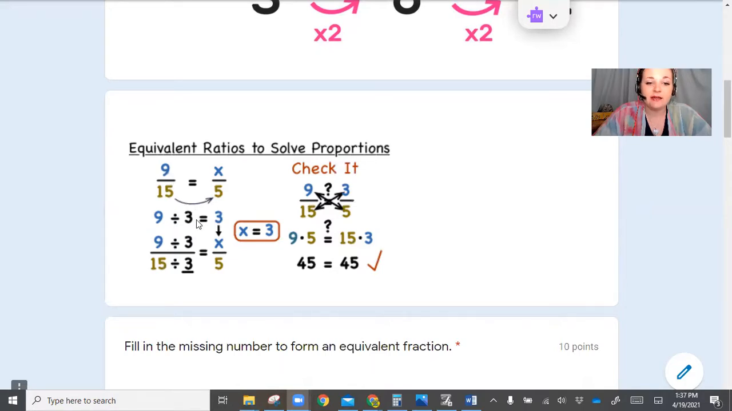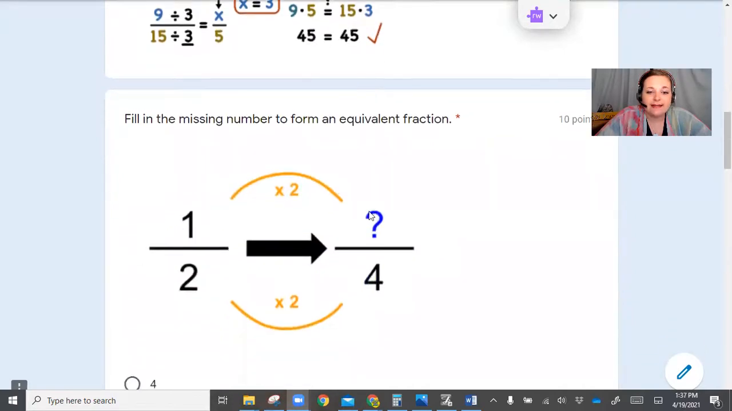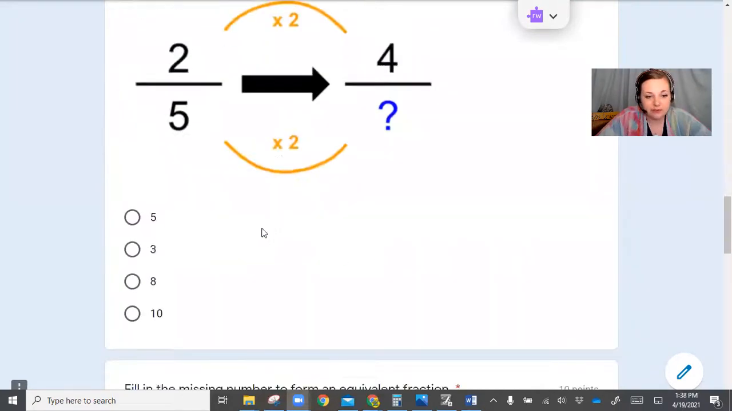So 9 divided by 3 is 3. So I know that I'm going to do the division by 3, and I'll have x is 3, because 9 divided by 3 is 3. You can also check your answer by plugging that into the fraction and noticing that it does work out. So you just have to figure out what is the rate. It gives you the rate in these problems. So 2 times 2 is 4. So you have to do the same thing to the top and identify your answer.